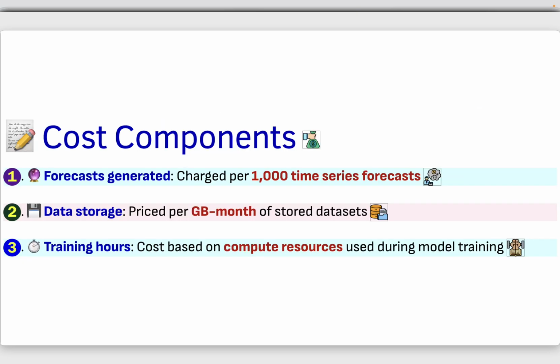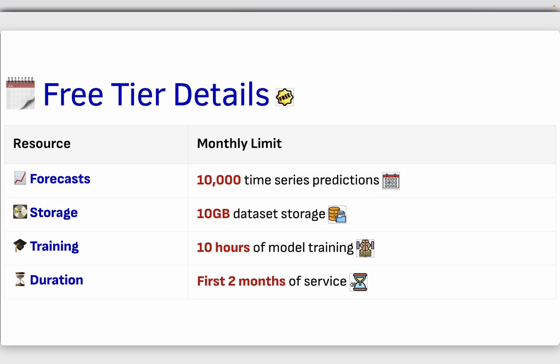The cost components are, one, forecasts generated, which, as I talked about, is per 1000 time series forecasts; data storage, which is the price per GB of stored datasets; and training hours, which are costed based on compute resources used during model training. Free tier details: you can have 10,000 time series predictions, 10 GB of dataset storage, and 10 hours of model training, for the first 2 months from when you start using the service.